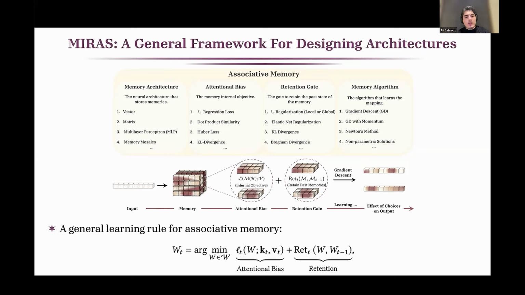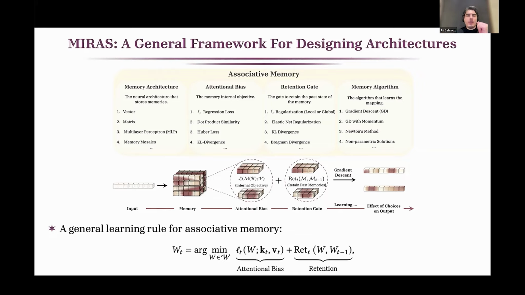And the main point is, the more expressive the memory architecture is, the more capacity we have to compress the context. So if we want to go to super ultra large context, for example, 2 million, 10 million, or even larger than that, we need to use more powerful structure for the memory architecture.